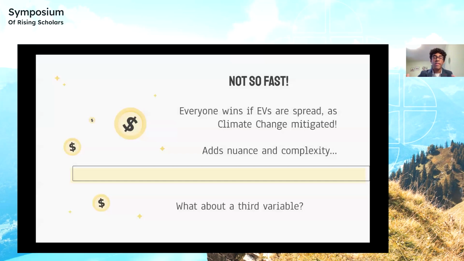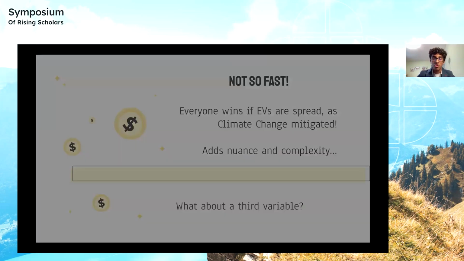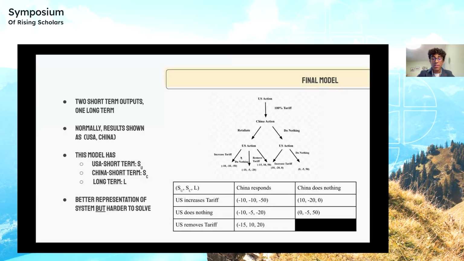But it's not really like an open and shut case to solve the Nash equilibrium for this model. Remember, everybody wins if electric vehicles are spread as climate change is mitigated. So you can't really just look at it and see, oh, the United States should do this or China should do this in order to win. So what I decided to do was use a third variable, which was a sort of a long-term or climate change variable, which really shows how the United States and China should look at the bigger picture instead of just their own personal issues.